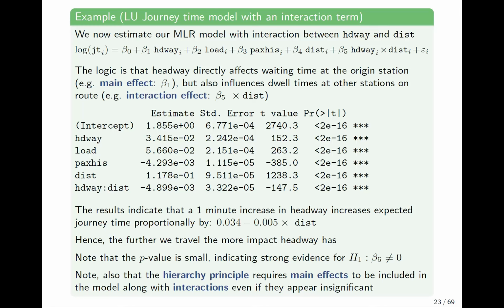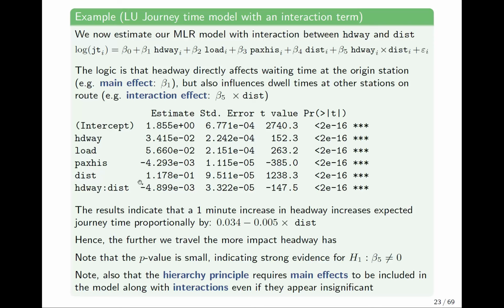So let's look at an example of where an interaction could be useful, and we're going to use the London Underground journey time data. So we're going to estimate our journey time model with an interaction between headway and distance shown here, and beta 5 corresponding to the coefficient on this interaction. And the logic we're using here is that headway directly affects waiting times at the origin station. That's the main effect, beta 1. But it also influences dwell times at other stations along the route, and that effect should grow with distance, and that's the interaction term.